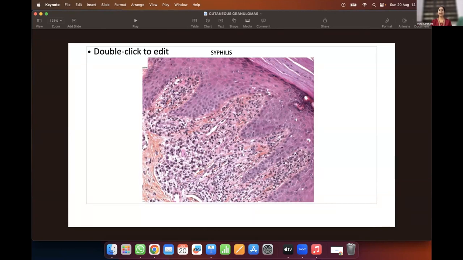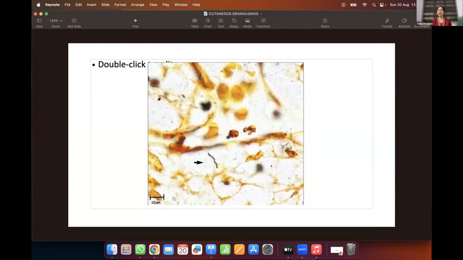So how will we come to the diagnosis, or how can we be certain that this is a syphilitic granuloma? Can anyone tell me what special stain is done here? Anyone, can you include that in your chat box? What is this special stain done here?